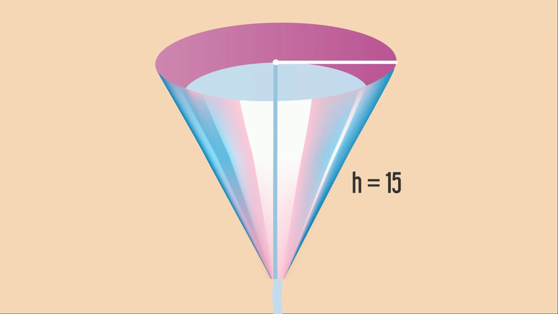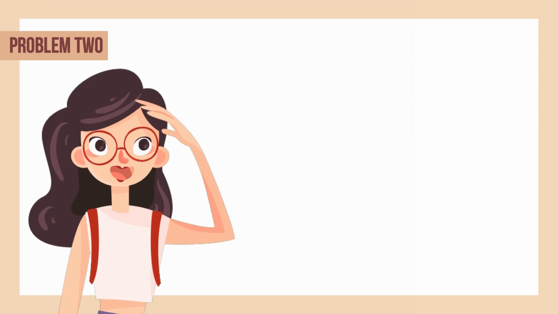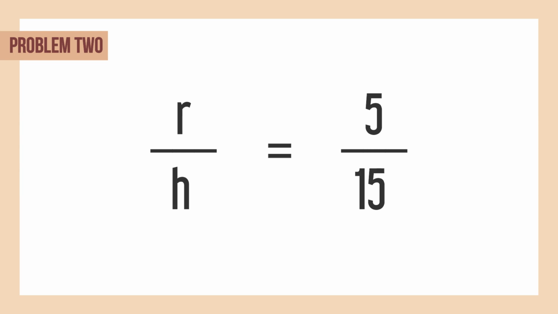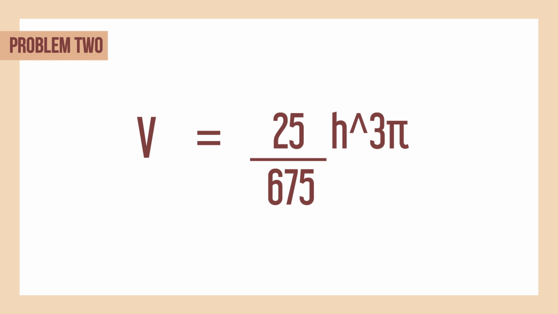h equals 15, r equals 5, and dv over dt equals 4 pi over 3. We need to find dh over dt when h equals 10. We will first write our radius in terms of height. We have a radius of 5 and a height of 15, which means that r is equal to 5h over 15. Using the volume formula for cones, 1/3 times pi times r squared times h, we will plug in our radius. Simplifying, we will have a result of v equals 25 over 675 h cubed pi.